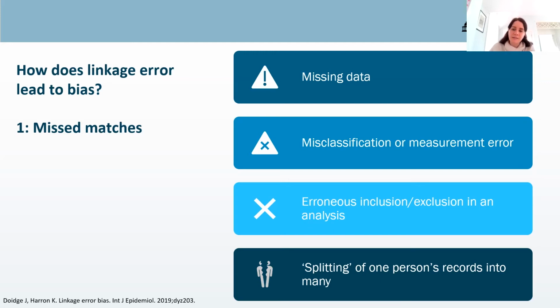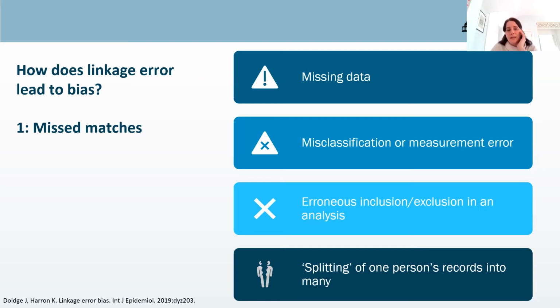problem this causes is missing data. We haven't been able to make a link, so we haven't been able to bring across the information that we were hoping to obtain through the linkage. So the potential bias for that will be determined on whether the data is missing at random or whether the linkage errors were concentrated in a particular subgroup.